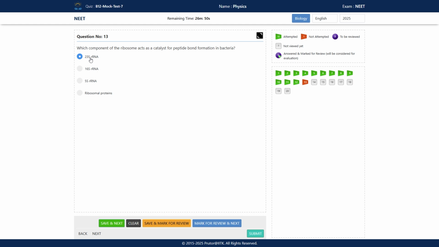Option number A will be the correct answer. 23S ribosomal RNA. This is the correct answer. This acts as a catalyst for the formation of peptide bonds.